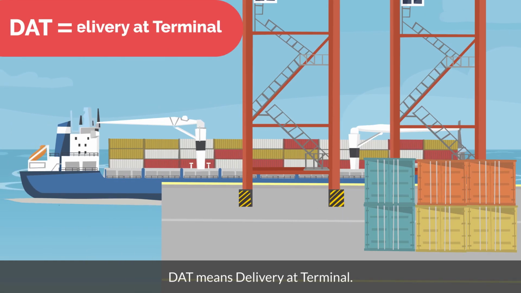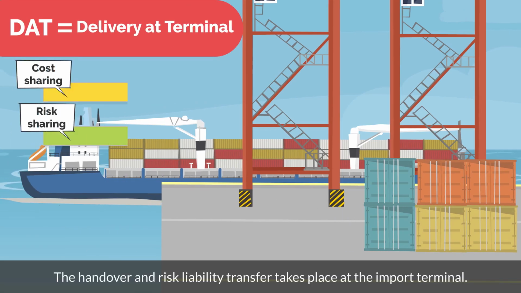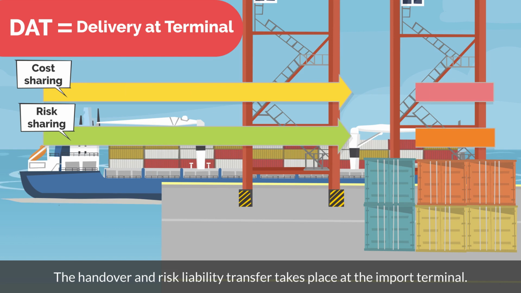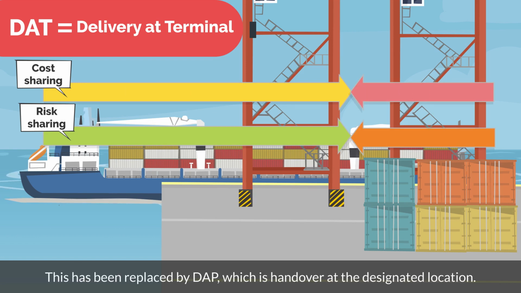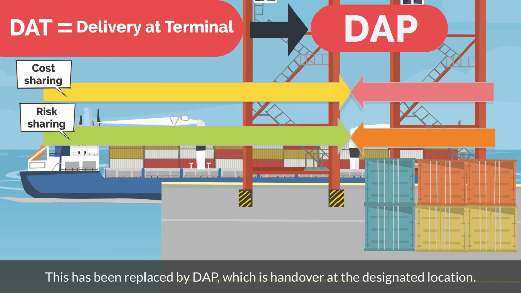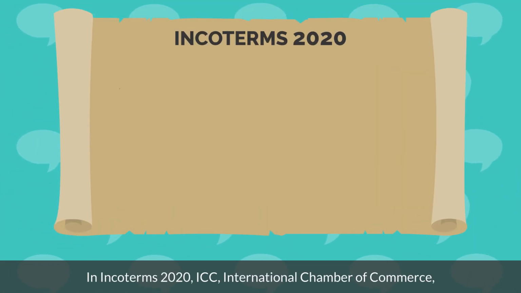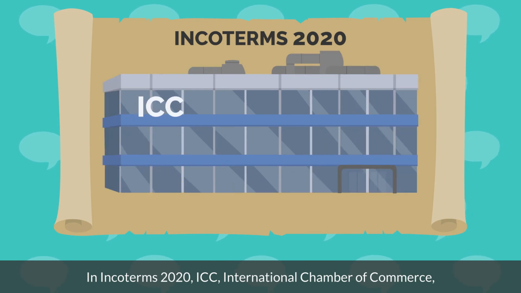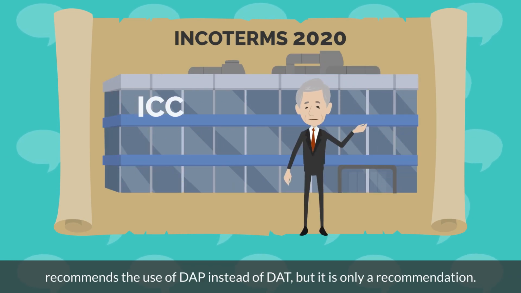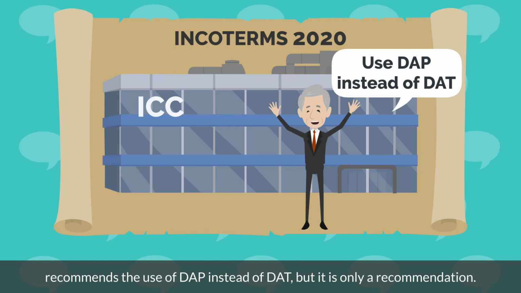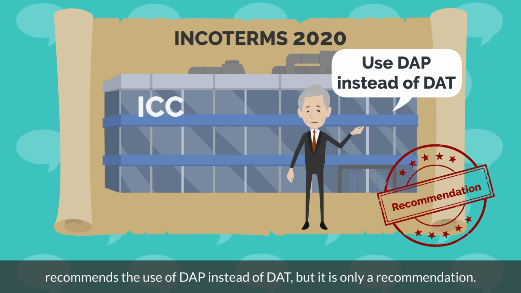DAT means Delivery at Terminal. The handover and risk liability transfer takes place at the import terminal. This has been replaced by DAP, which is handover at the designated location. In Incoterms 2020, ICC, International Chamber of Commerce recommends the use of DAP instead of DAT, but it is only a recommendation.